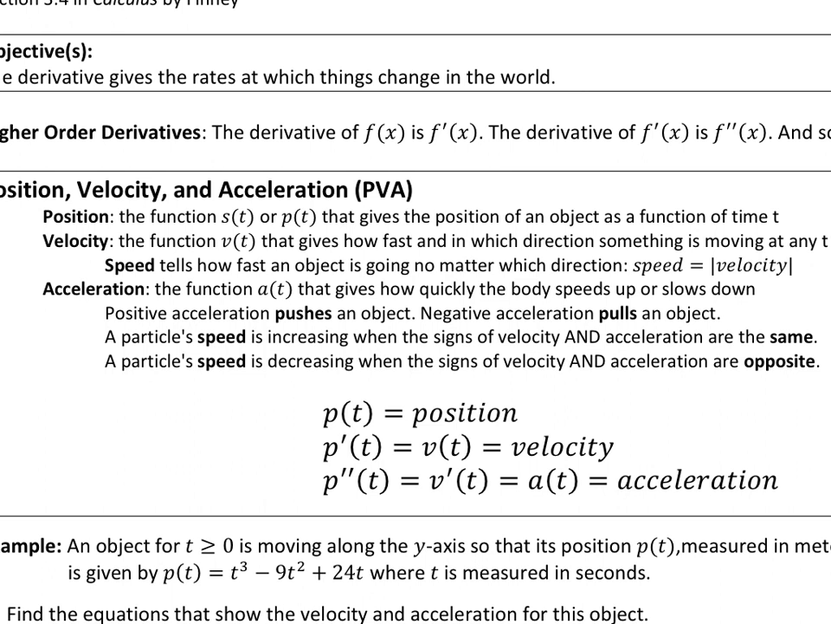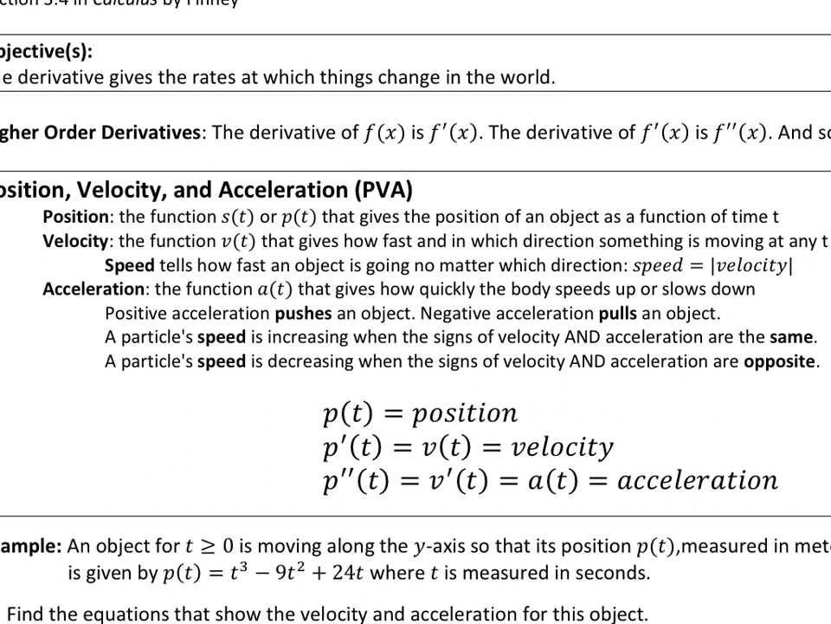Now, velocity, we kind of know what velocity is. V of t is going to give a function of how fast and in which direction something is moving at any time t. Speed, however, is the absolute value of velocity. So when you're talking about how fast something is going, you're usually talking about its speed because you don't care what direction. But technically, velocity tells you both a speed and a direction, a positive direction or a negative direction. Acceleration is the function a of t that gives how quickly the object speeds up or slows down. A positive acceleration pushes an object, a negative acceleration pulls an object.